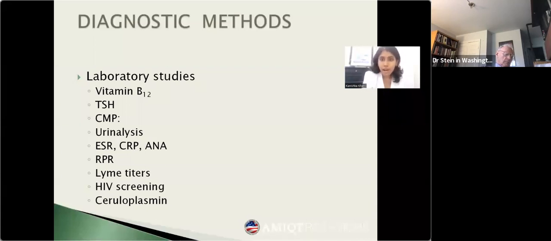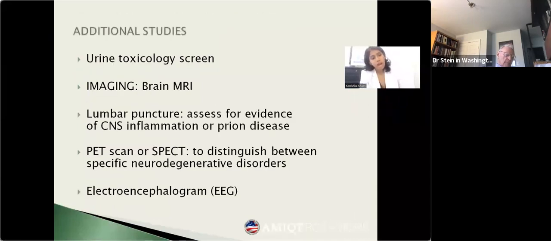And we can do an RPR or Lyme titers if there is clinical suspicion of neurosyphilis or neuroborreliosis, respectively. HIV screening can be done to rule out HIV-associated neurocognitive disorders. And if a person exhibits clinical symptoms of Wilson's disease, then special tests like ceruloplasmin can be warranted. Other additional studies include a urine tox screen, especially in young patients, and imaging studies such as brain MRI, which is a perfect modality to detect reversible or structural causes of dementia.